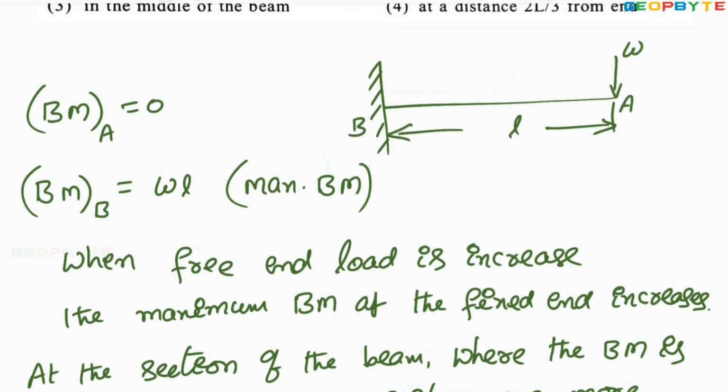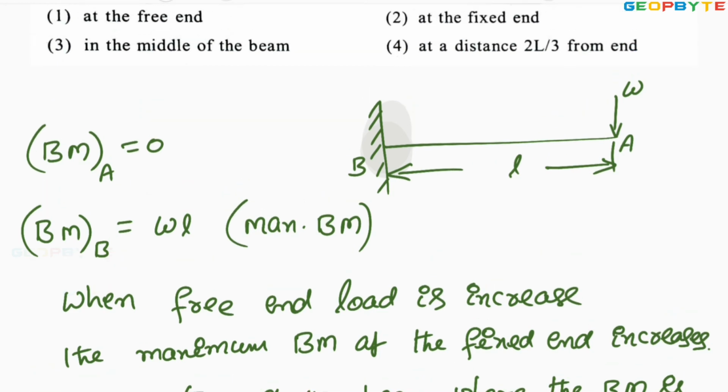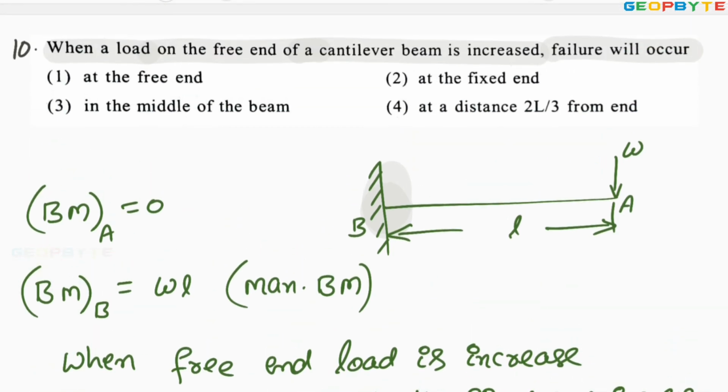So for this case, when you increase the free end load, definitely the bending moment increases at the fixed end. Since the bending moment will increase at the fixed end due to increase in load, chances of failure are more at that fixed end. So let us take the options. At the free end, no. At the fixed end, absolutely correct. The second option is absolutely correct.